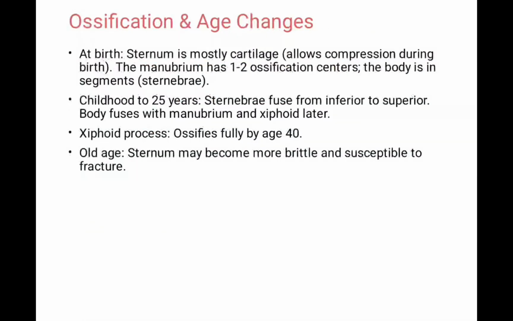Now let's talk about the ossification and age changes. At birth, the sternum is completely, or mostly, made up of cartilage, allowing for compression during birth as the child passes through the birth canal. The manubrium has about one to two ossification centers, and the body is in segments, which we call sternebrae.